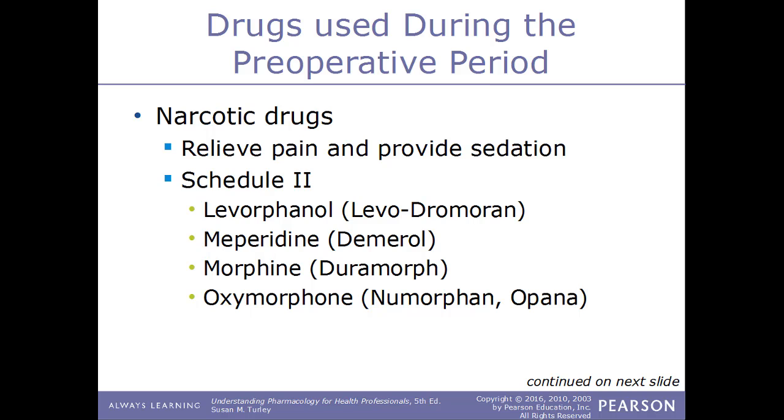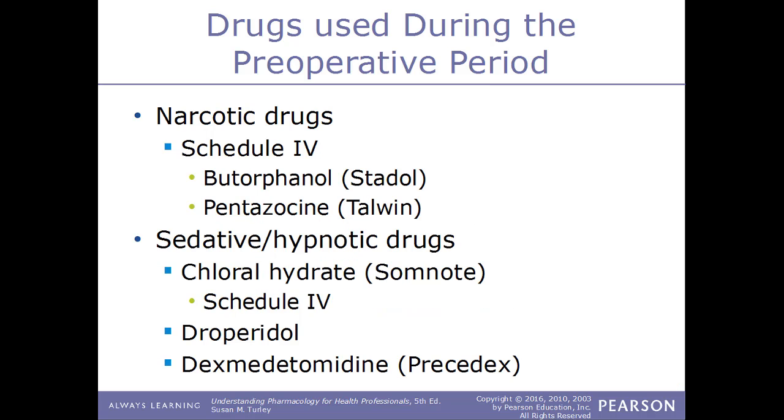Again, all of these are Schedule II drugs, so these are very, very strong and very easy to become addicted to. Some drugs that are used during this period could be Schedule IV drugs, and some examples of this would be butorphanol, also known by its trade name Stadol, and also pentazocine, also known as Talwin.